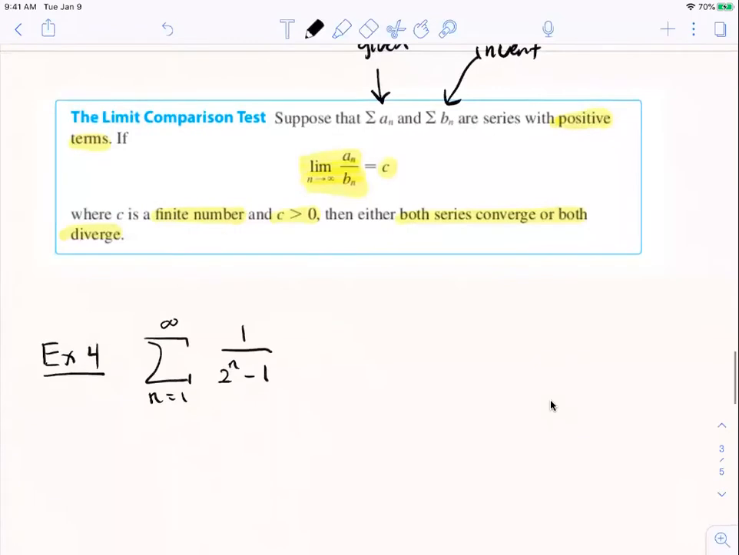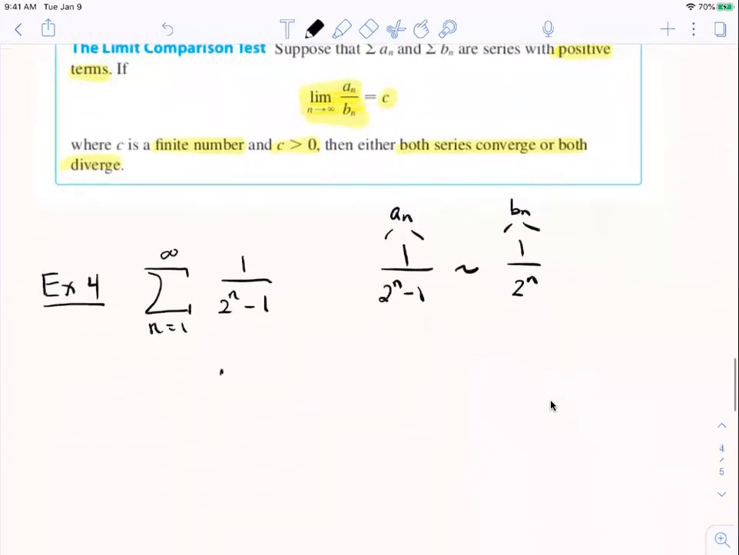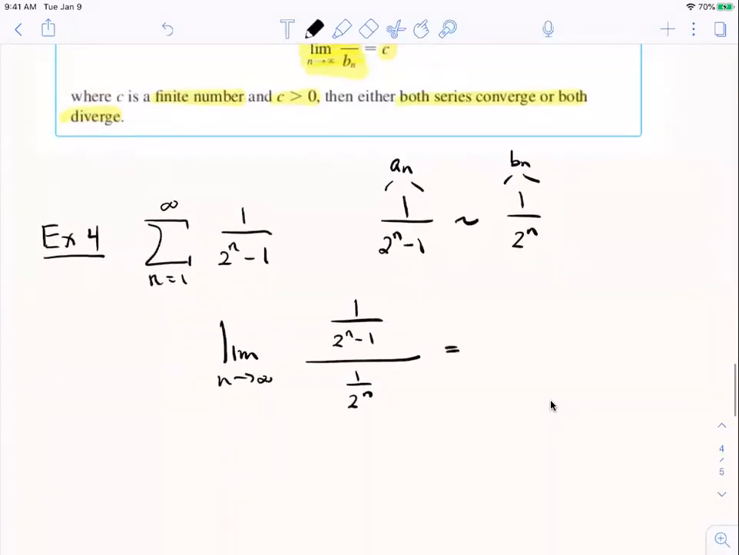You use the limit comparison test starting the same way. It's still true that this 1 over 2 to the n minus 1 is very much like 1 over 2 to the n. So these are my a_n's, and this is how I'm choosing my b_n. My b_n is going to be 1 over 2 to the n. So I'm going to take a look at the limit as n goes to infinity of my a_n's divided by my b_n's. I have to take that limit and simplify that fraction a little bit.